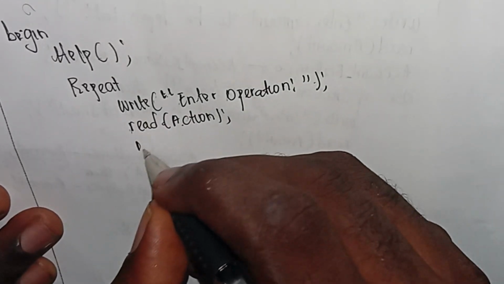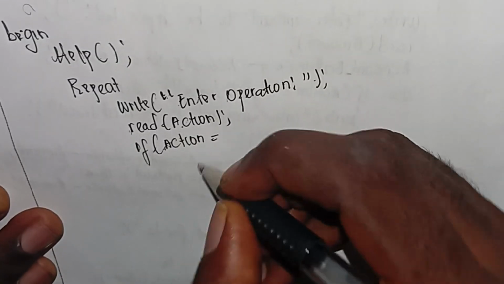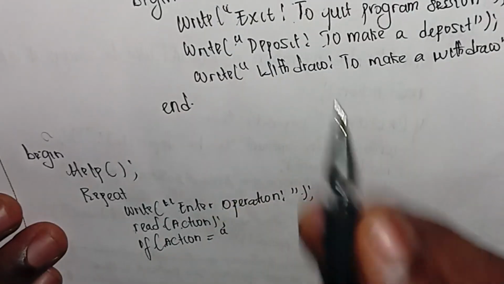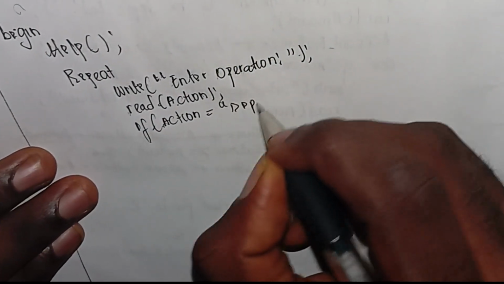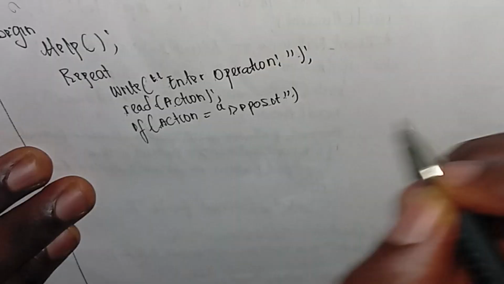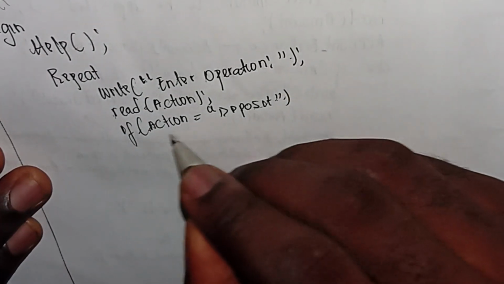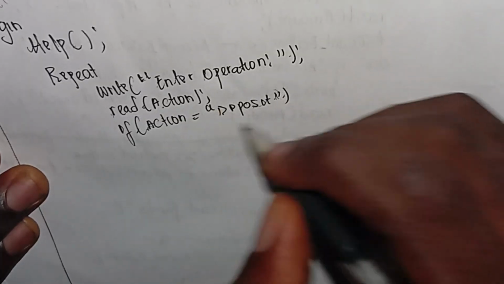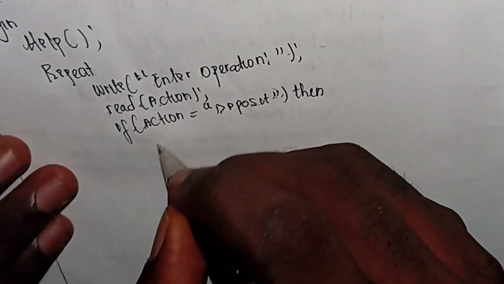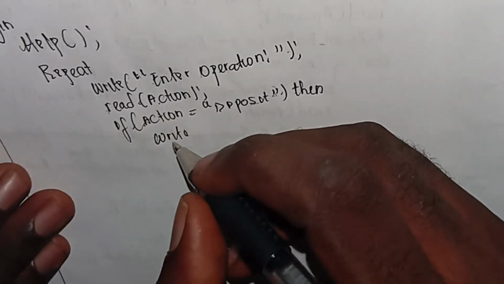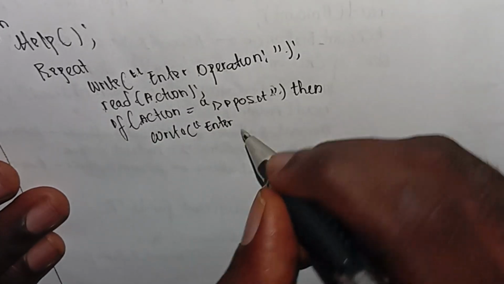Now we want to check if action, the action the user entered, is equals to deposit as we set it up here. Deposit. So we see that since the actions are strings, this is a string, so this is being put in quotes. Then we want to write, we want to ask him the amount he wishes to deposit.